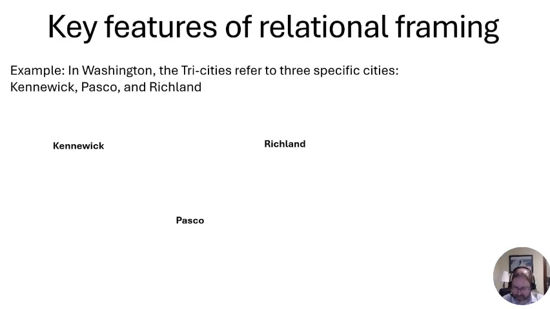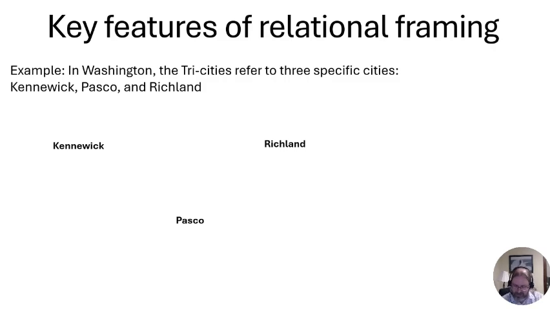All right, so there I am at my dinner party, and my companion has started to understand a little bit about what we're talking about with arbitrarily applicable relational responding. And now, before they run away, I want to make sure that I highlight some of the key features of relational framing so that they can go out and teach others. So, as an example, I will use what is called the Tri-Cities in Washington State. And so the Tri-Cities refer to three specific cities: Kennewick, Pasco, and Richland.